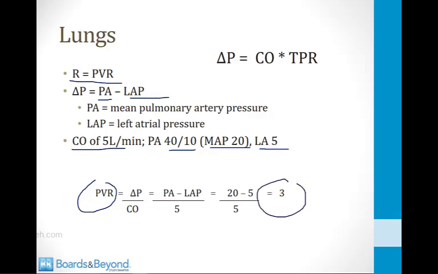And in many disease states, the PVR goes up, and there are many disease states where the TPR goes up or down, so this is why this flow equation is important. It helps us understand those disease states.